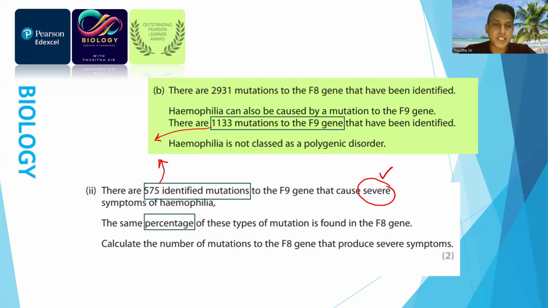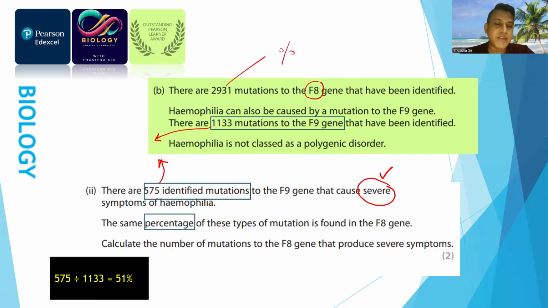Then what is the percentage? So we can calculate the percentage. The same percentage of this type of mutation is found on the F8 gene. So for the F8 gene, the percentage is the same. So let's calculate the percentage.